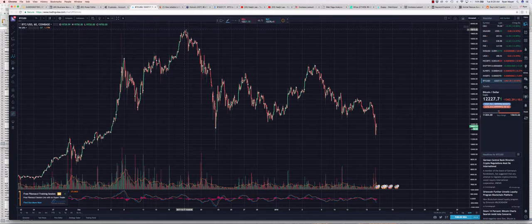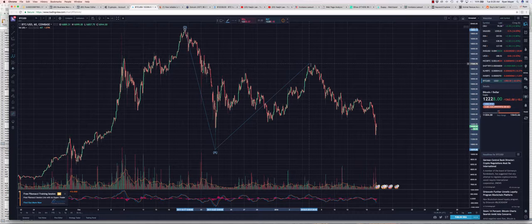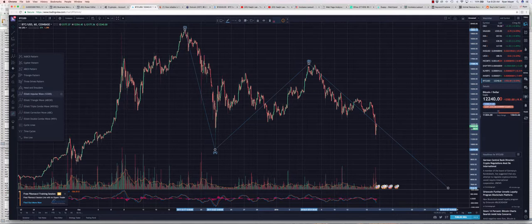So here's our original high here around 20,000, 19,890, and we have our predicted A, B, C pattern, where C is going to be somewhere way down here, not even on the chart. So each of these waves also has subwaves. So let's go ahead and put in the subwaves real quick here.